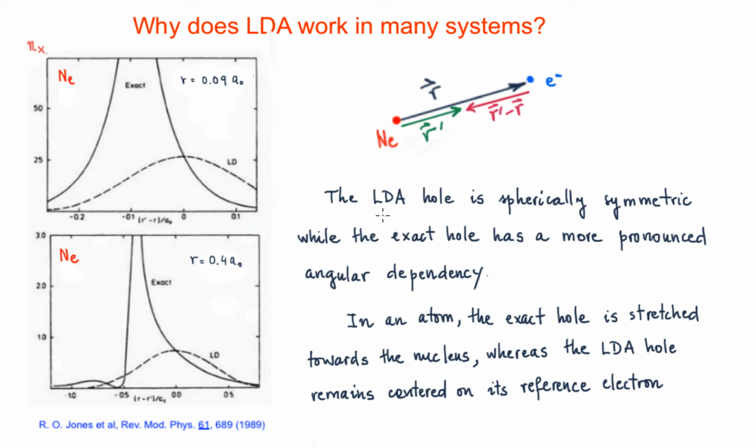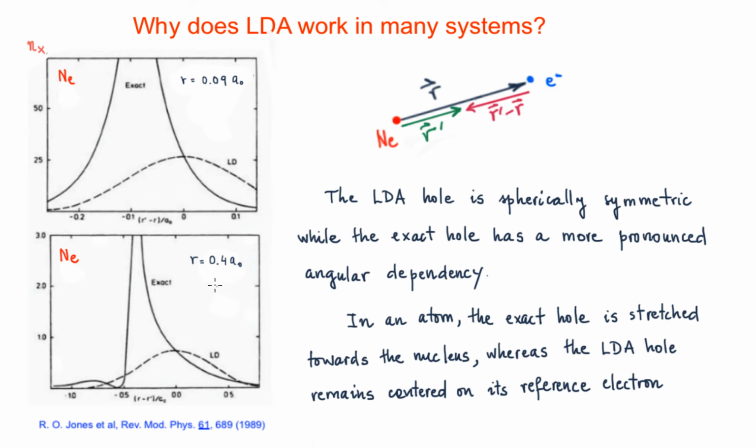However, that's not the case for the exact exchange hole. The LDA hole is spherically symmetric, while the exact hole has a more pronounced angular dependency. And secondly, you can see that in an atom, the exact hole is stretched towards the nucleus. The maximum is getting closer to the nucleus, whereas the LDA hole remains centered on its reference electron, where r prime minus r is equal to 0. Here you have the maximum located here.